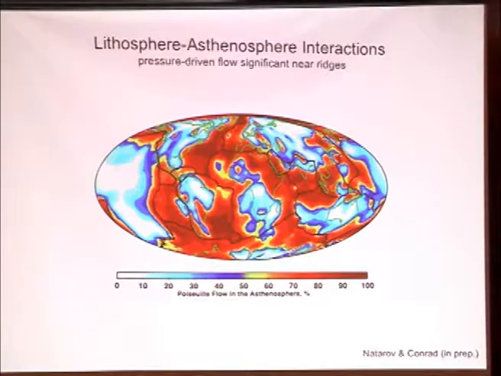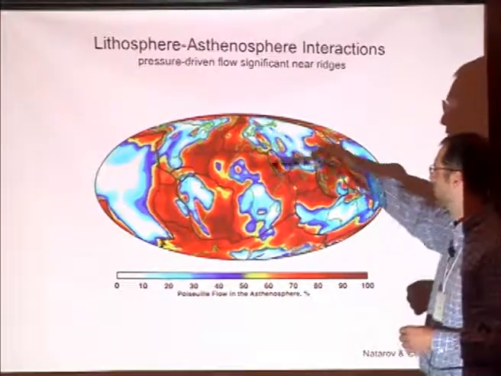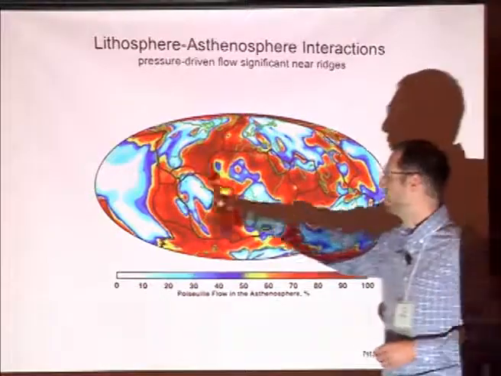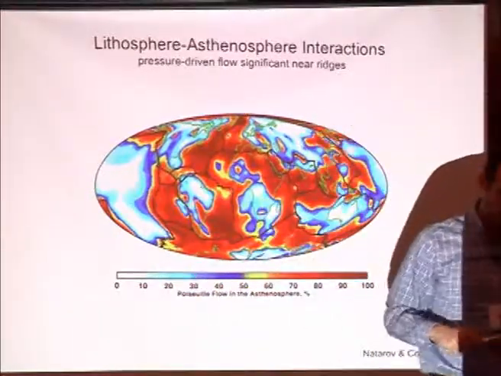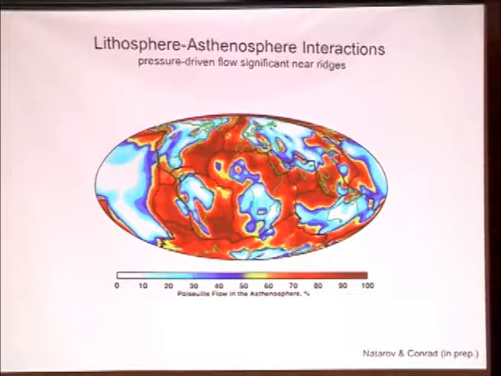And more recent work by Clint Conrad's group and his student tries to model, based on today's plate configurations and today's flow pattern inside the Earth's mantle, what this percentage of Poiseuille flow would be in the asthenosphere. And supporting my own work, they find that near the ridges, you get a higher concentration of Poiseuille flow, and far away from the ridges, you get more of this Couette flow. So it goes along with the one I showed you earlier, that for short systems, you get more of the pressure-driven flow, and for long systems, you get more Couette flow.